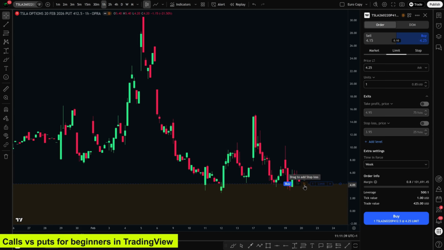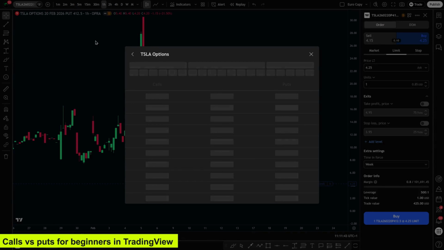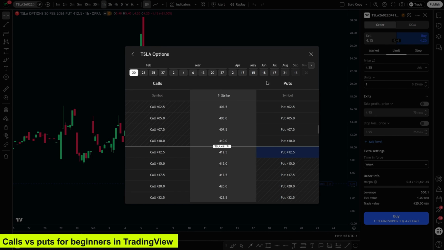So before you click that buy button, ask yourself one question. Is price going up or coming down? That answer determines whether you choose a call or a put option. That is call and put options simply explained for beginners.